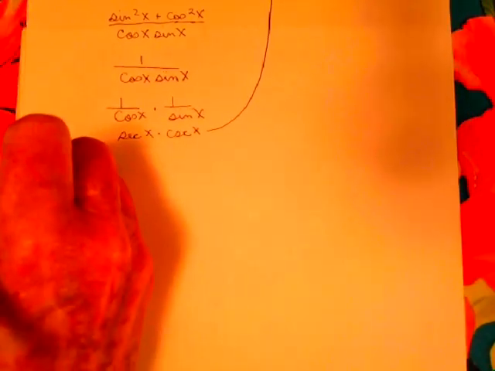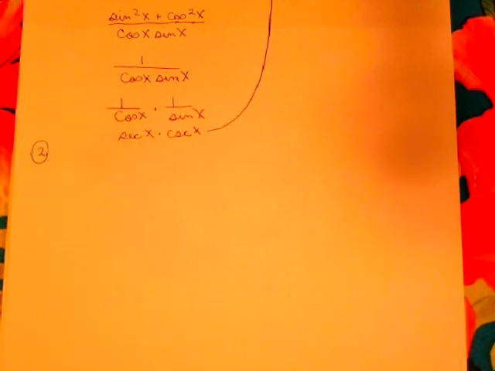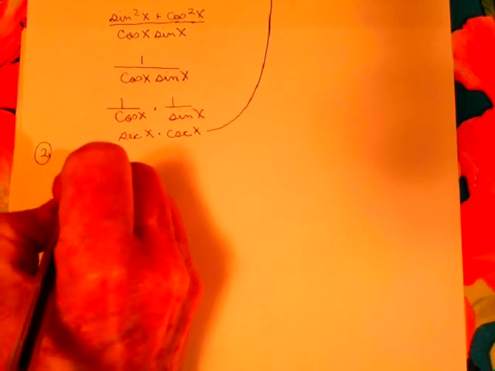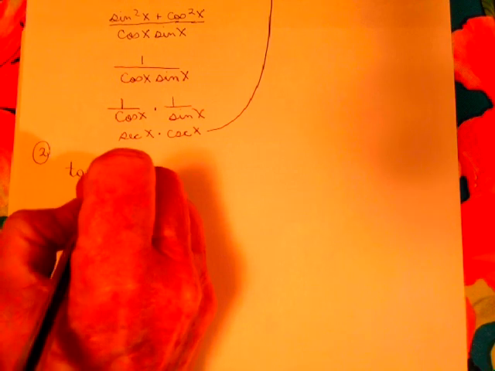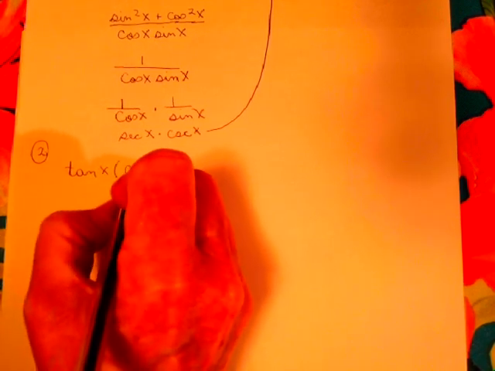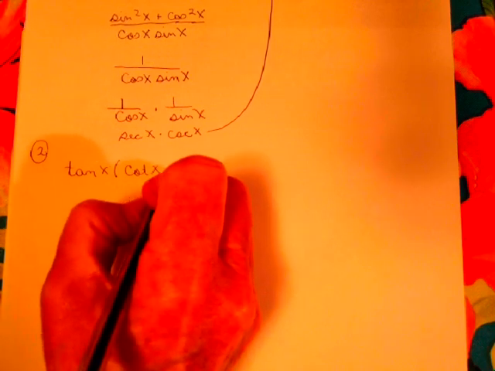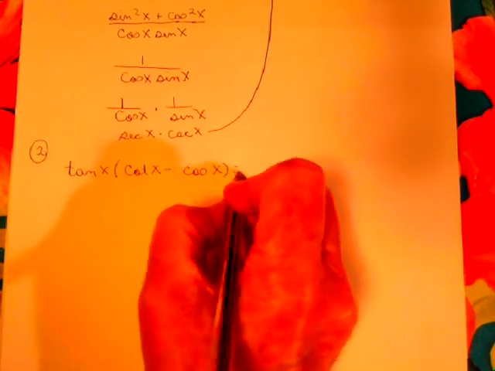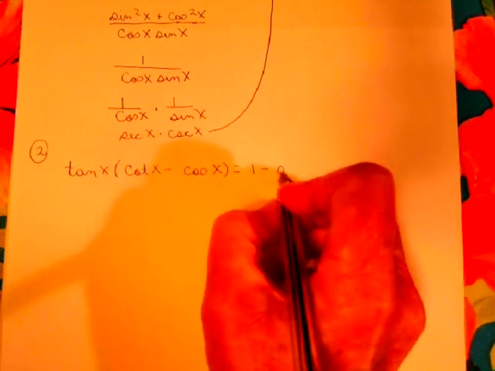Number 2. Complete the identity: tangent of x times cotangent of x minus cosine of x equals 1 minus sine of x.